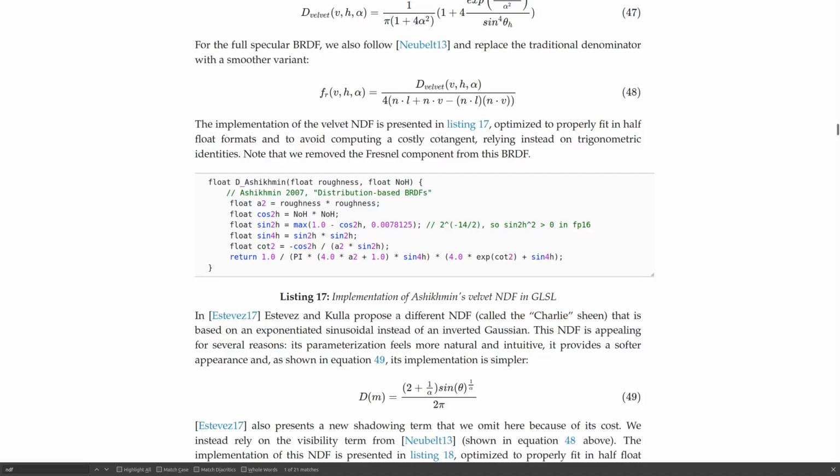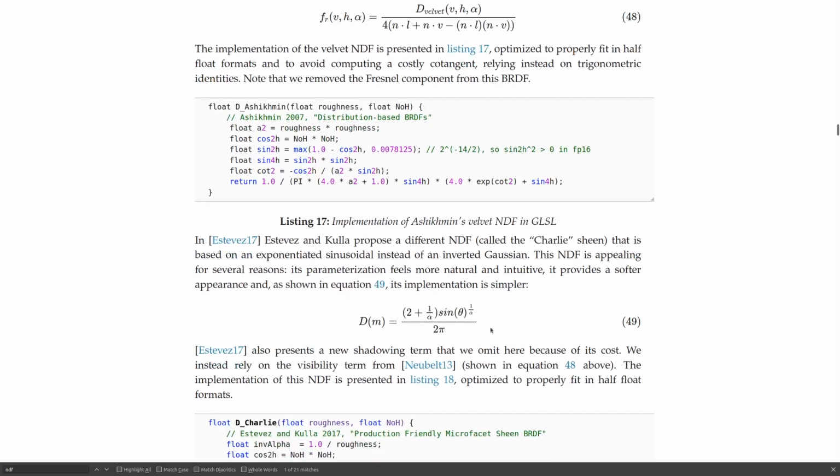So this other paper, Estevez and Kulla, proposed a different NDF called the Charlie Sheen, based on an exponentiated sinusoidal instead of the inverted Gaussian. So this NDF is appealing for several reasons. Its parameterization feels more natural and intuitive, and it provides a softer appearance, as shown in 49. Its implementation is simpler.